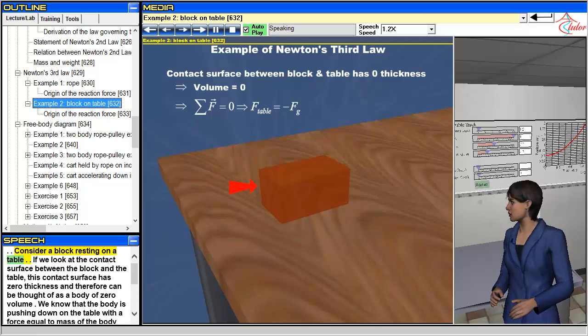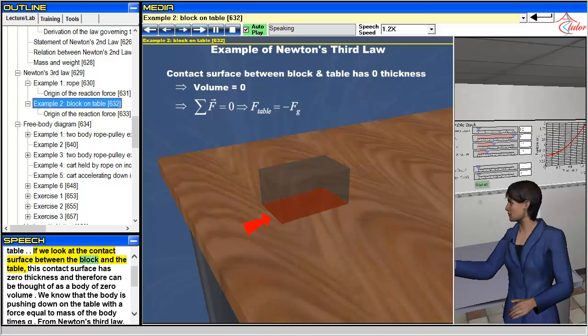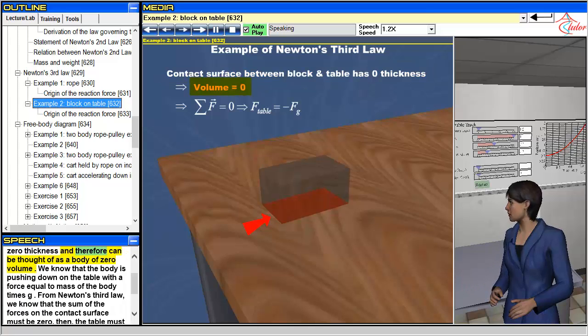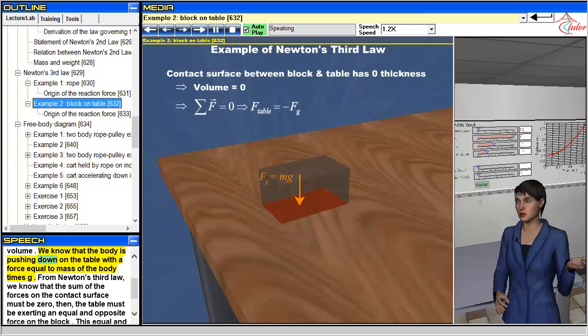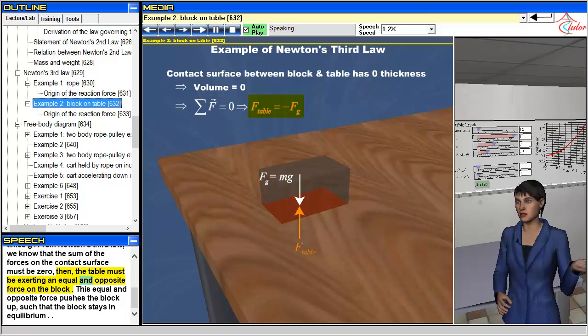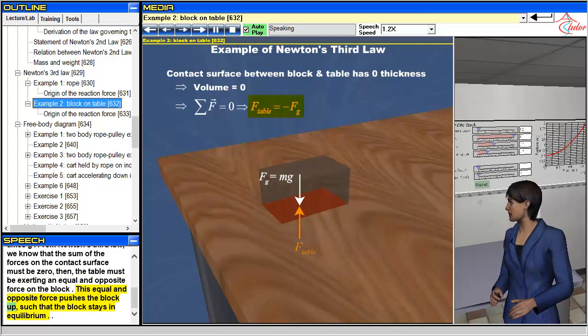Consider a block resting on a table. If we look at the contact surface between the block and the table, this contact surface has zero thickness, and therefore can be thought of as a body of zero volume. We know that the body is pushing down on the table with a force equal to the mass of the body times g. From Newton's third law, we know that the sum of the forces on the contact surface must be zero. Then, the table must be exerting an equal and opposite force on the block. This equal and opposite force pushes the block up, such that the block stays in equilibrium.